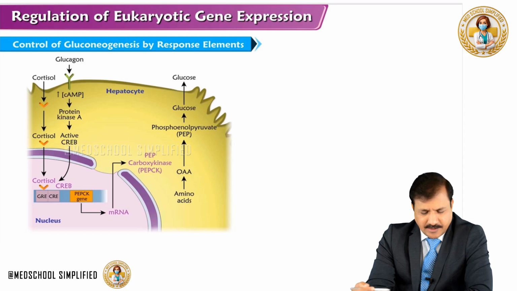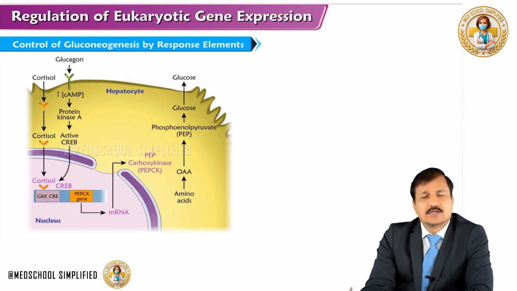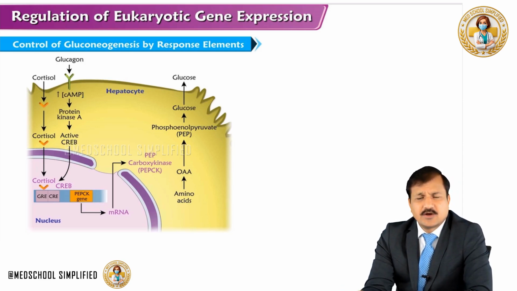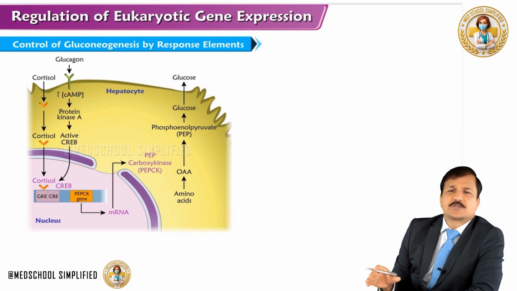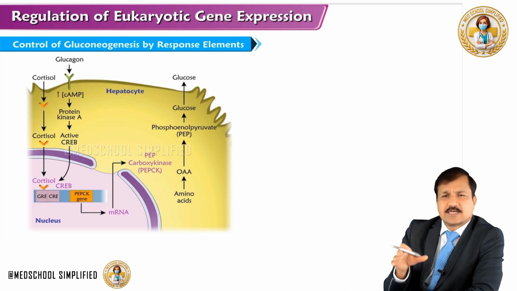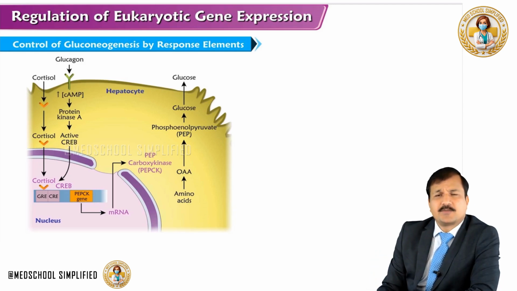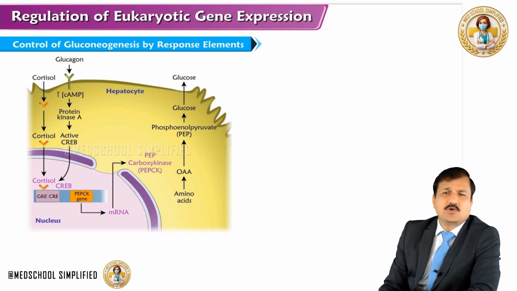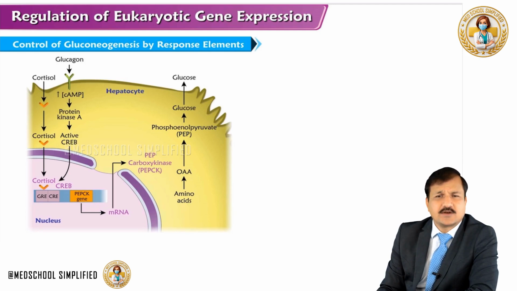So that is the enzyme. The gene for that enzyme is transcribed, mRNA is released, and that mRNA undergoes translation to release proteins, that is, phosphoenolpyruvate carboxykinase enzyme. Then phosphoenolpyruvate carboxykinase enzyme will convert amino acids all the way into glucose, and glucose is released into the circulation.